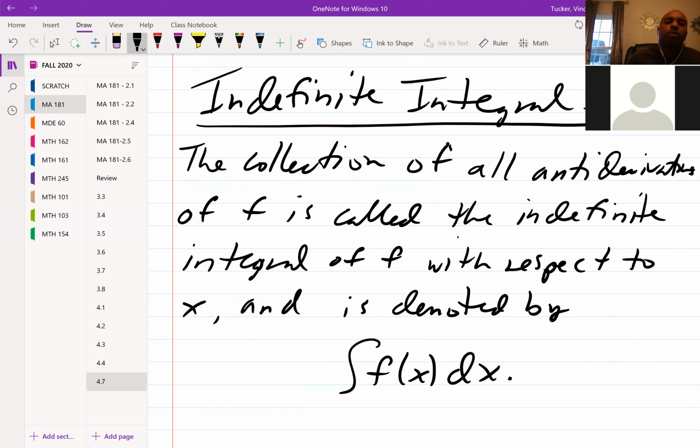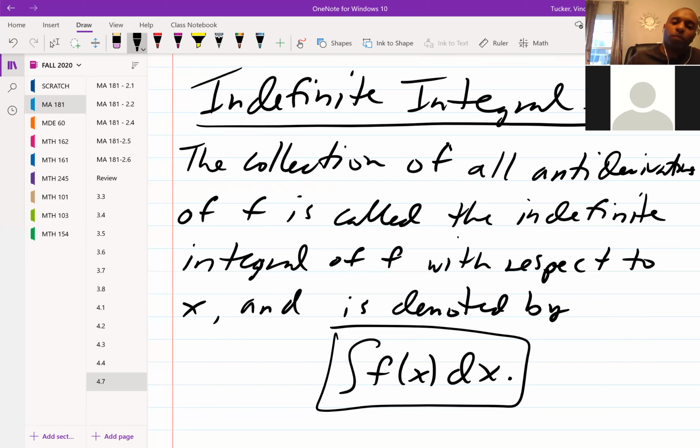All right, so indefinite integrals. The collection of all antiderivatives of f is called the indefinite integral of f with respect to x, and is denoted by this notation right here.